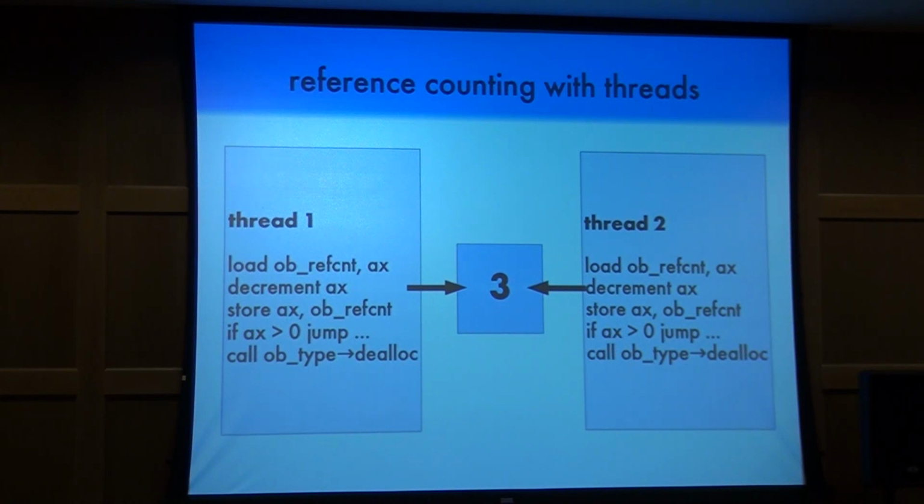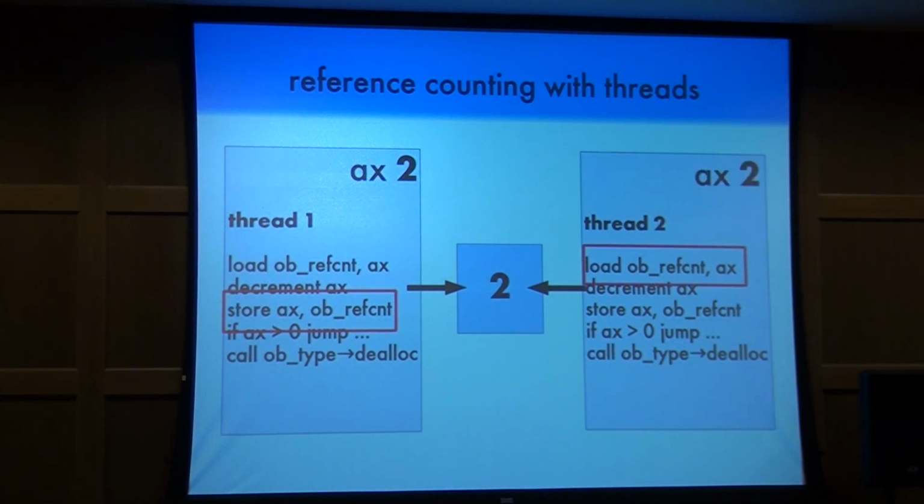So thread 1 comes along and says, load the reference count into AX. This is making a copy of a value, pulling it out of memory, and storing it in AX, which is kind of like a variable inside of the CPU. So we have this variable in the CPU called AX, and we're setting it to 3, because we pulled the 3 out of the object, right? Now we're going to decrement AX. AX is now 2. And now we're going to store AX back into the object. So now the object has a reference count of 2.